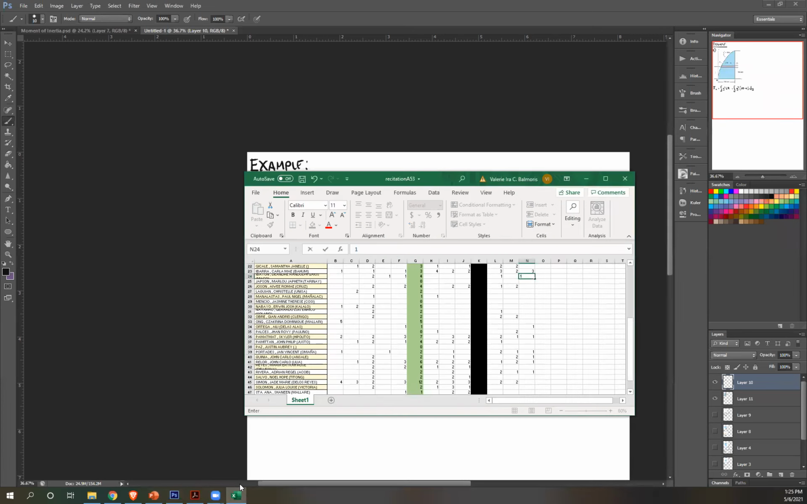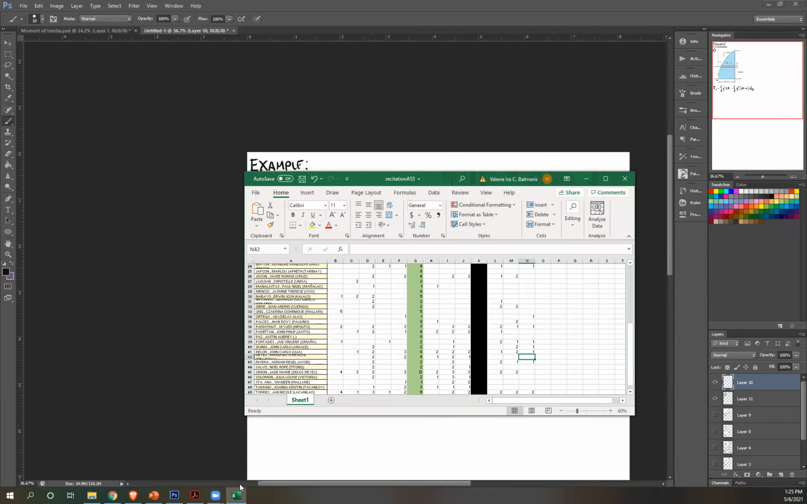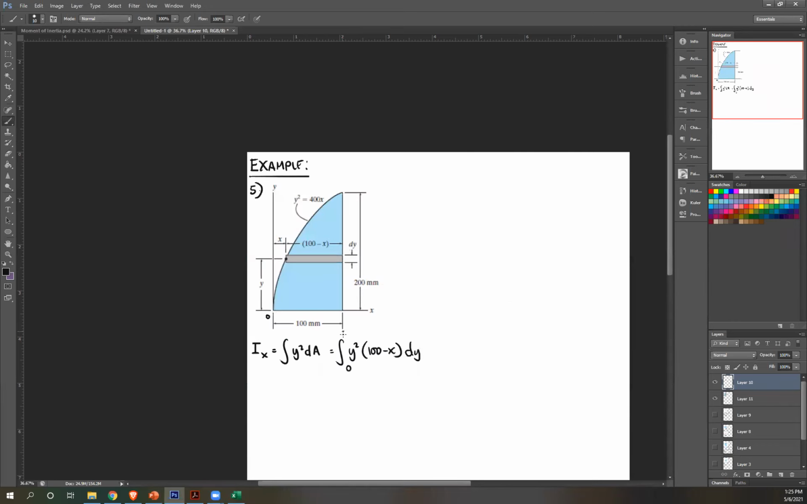Correct, John. It's 0 to 200, or lower. So 0 up to 200. Why? Well, it's already given. Base is 100. Total height is 200. Therefore, our limit is from 0 to 200.